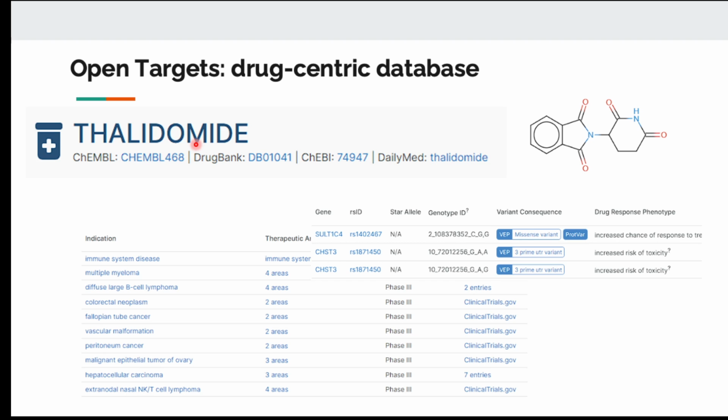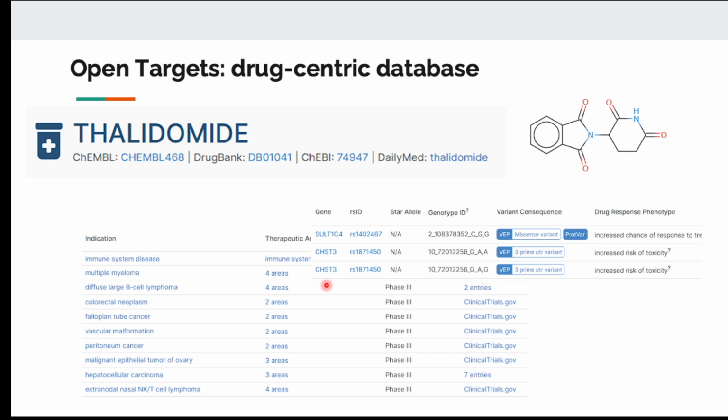Okay. The last example for the knowledge base would be this Open Targets platform. Open Targets is a drug-centric database. The examples that we saw before are usually based on genes and proteins. But nowadays, now that we know more about drugs, we have more predictions about drug function, we have more clinical trials about the drug's effects, and we also know more about the genetic variants that can interfere with the function of the drug through pharmacogenomics studies.